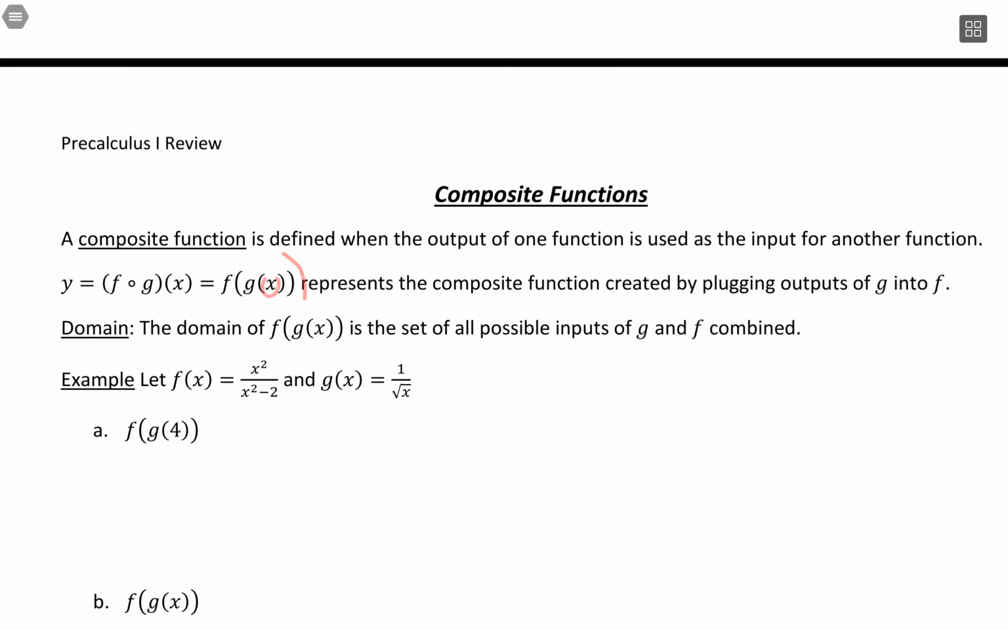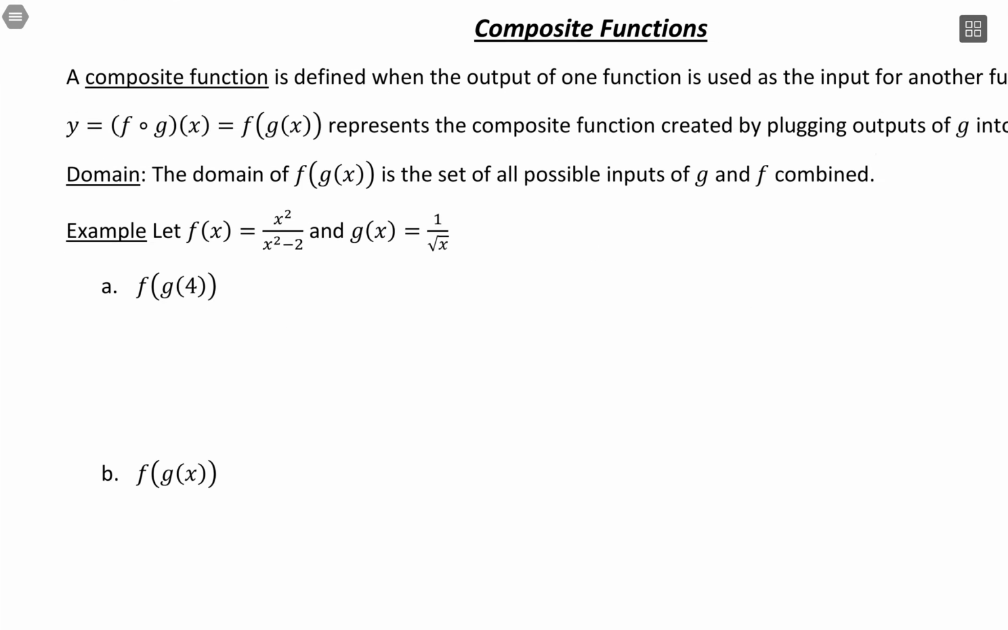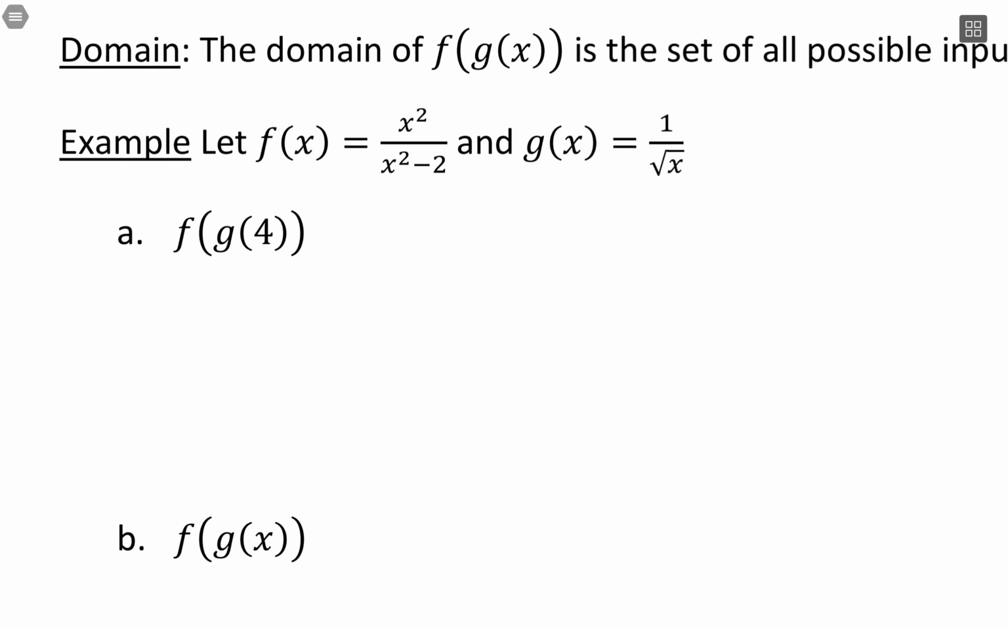So it's that we have this input that creates an output for g of x, and that output for g of x becomes the input for f. So what we want to do is make sure that we work from the inside out when we deal with these. So if we have these two functions here, f and g, and I want to evaluate f of g of 4, you can do this a few different ways.